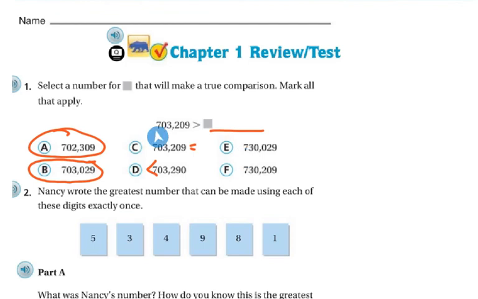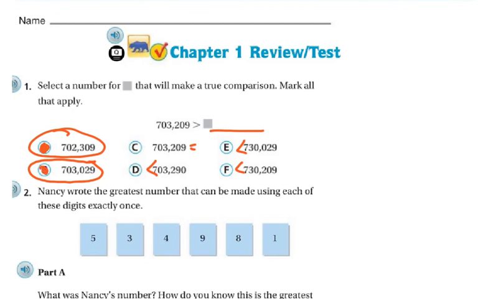Okay, so let's look at the next one. So we have a 7 in the 100,000s, and then we have a 3 in the 10,000s, and 3 is definitely bigger. So this number would have been bigger. So that one does not work. And then finally, last but not least, we have a 7 in the 100,000s for both of them. But in this one, we have a 0 in the 10,000s and a 3. And this one is going to be bigger. So this one is not going to work. So my answers are going to be A and B.